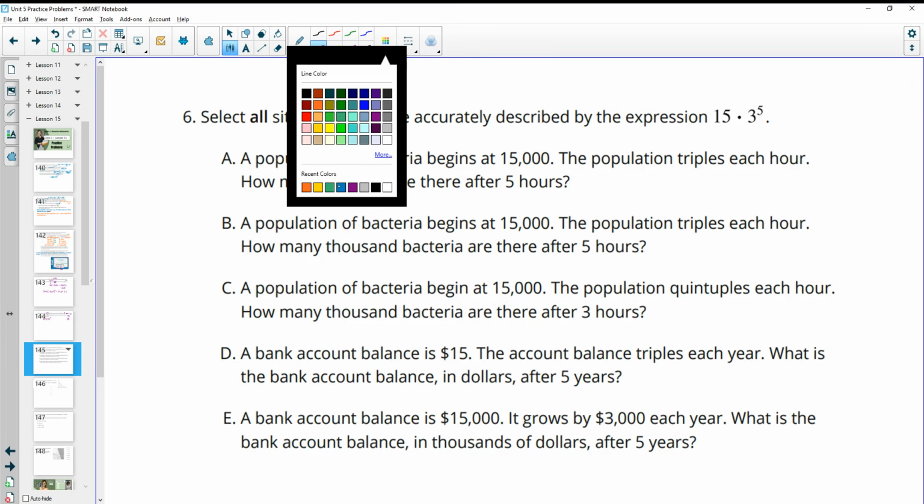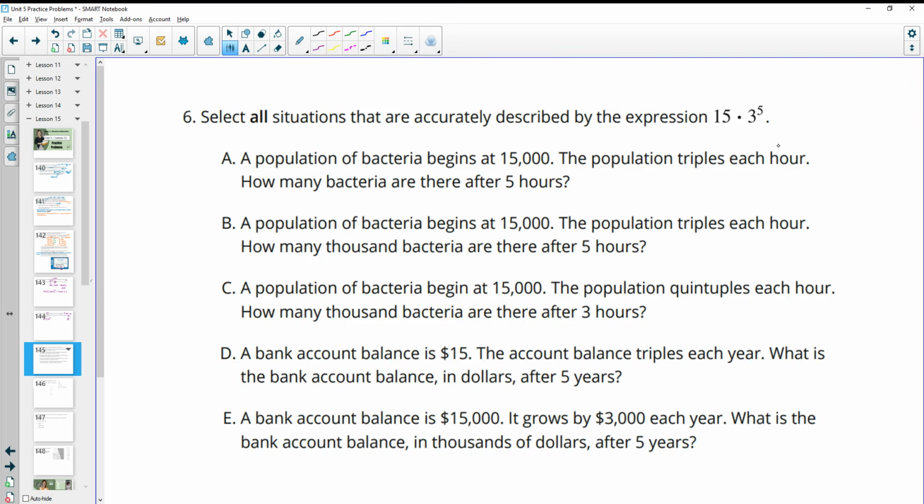Number 6, select all of the situations that are accurately described by 15 times 3 to the 5th power. Part A says a population of bacteria begins at 15,000. The population triples each hour. How many bacteria are there after 5 hours? So this is just saying how many bacteria. So we'd be starting with 15,000. It's tripling for 5 hours. So this 15,000 does not match the 15, so part A is incorrect.